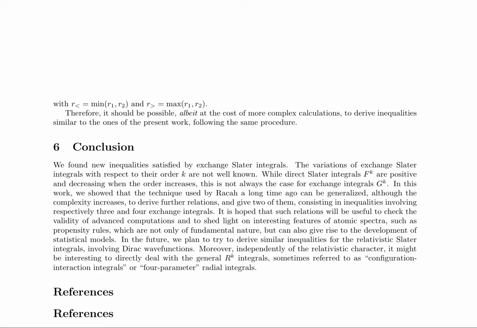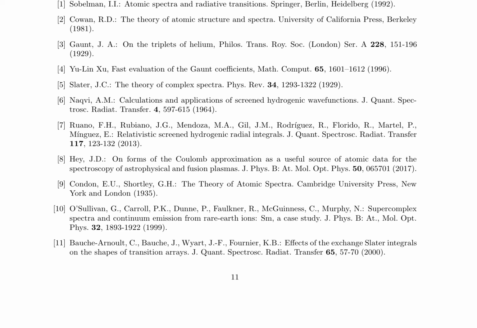propensity rules. The authors begin by highlighting the importance of atomic spectra and radiative transitions, citing seminal works by Sobelman and Cowan. They then provide a historical context for Slater integrals, introduced by Slater in 1929, and their role in atomic structure and spectra. The paper also references key contributions by Gaunt, Yulin Shu, Naqvi, Ruano et al., and Hay, showcasing the significance of screened hydrogenic wave functions, relativistic screened hydrogenic radial integrals, and Coulomb approximation in spectroscopy.